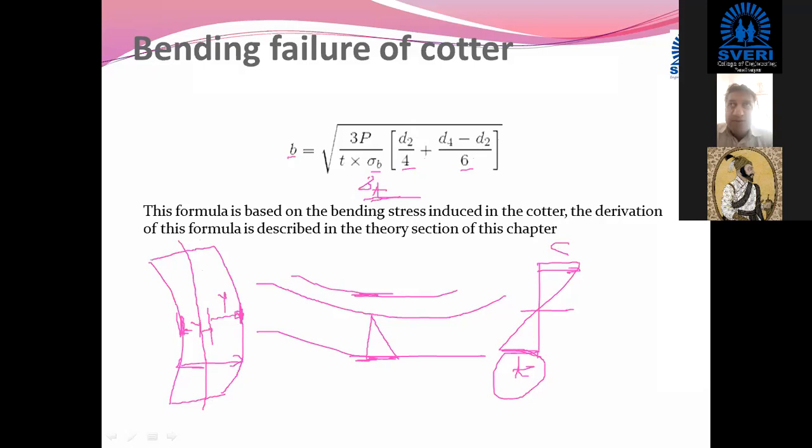So formally, you can calculate this B from the tensile failure, and also the shear failure, and you can check it for bending. If the stresses which you calculate from this formula are less than the allowable stress, then you can say this B value is correct, or can be applied, or is not correct but can be used.